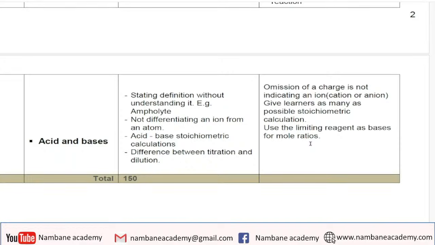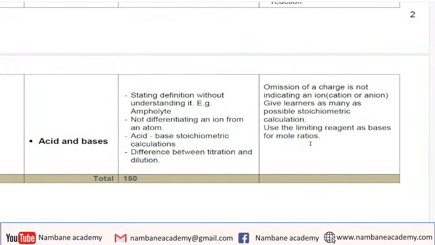Acid reacts with metal hydroxide, it gives you salt and water. Acid reacts with metal carbonate, it gives you salt, water, and carbon dioxide. Those types of reactions are important because sometimes this will be given in words, and then you'll be asked to write the balanced equation. They'll just say calcium carbonate reacts with hydrochloric acid to form products.